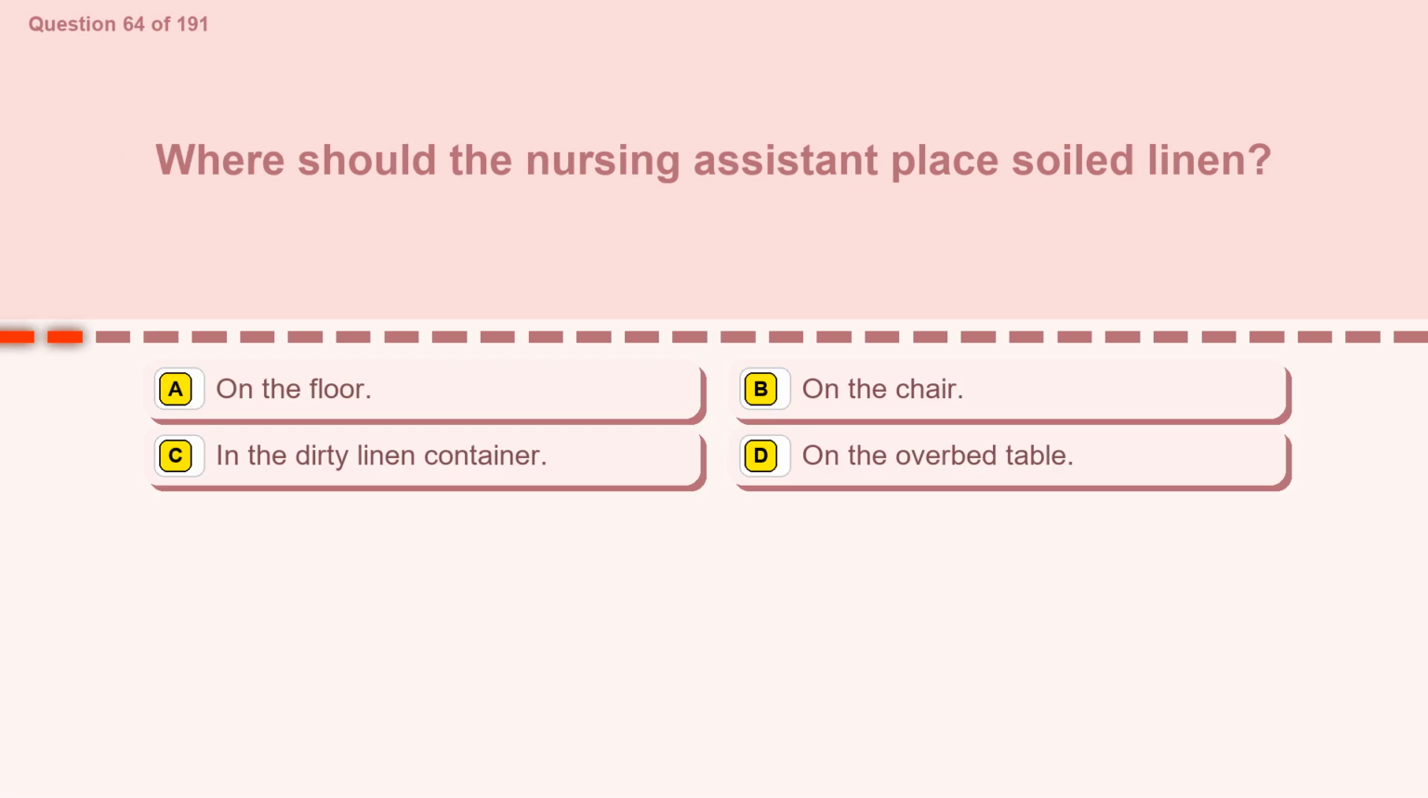Question 64. Where should the nursing assistant place soiled linen? Option A. On the floor. Option B. On the chair. Option C. In the dirty linen container. Option D. On the overbed table.